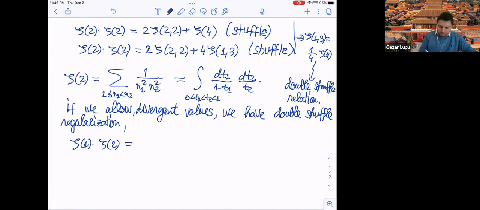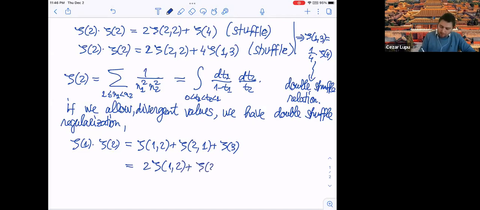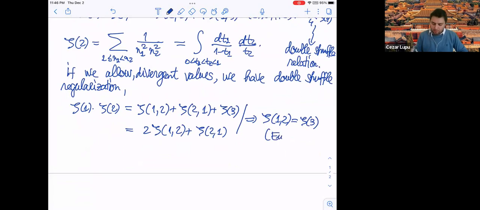So we have this: zeta of 1, 2 plus zeta of 2, 1 plus zeta of 3. But also if we multiply by shuffle, right? So this was 2 zeta of 1, 2 plus zeta of 2, 1. And of course, this will allow us to get Euler's identity, zeta of 1, 2 equals zeta of 3, right? This was Euler. We will prove this. I'll prove it, like I said, in a fancy way as well.